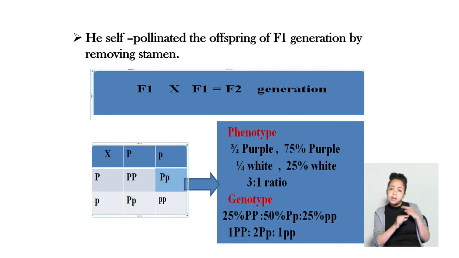Genotypically, 25% capital P capital P, homozygous. We cannot say purple or white, since we are speaking about genotype. In the case of phenotype, we can say purple or white, tall, whatever it is, since we are speaking about external observable characters. Here, 50% capital P small p, the one that you call hybrid. So we can say 1 capital P capital P, 2 capital P small p, 1 small p small p.